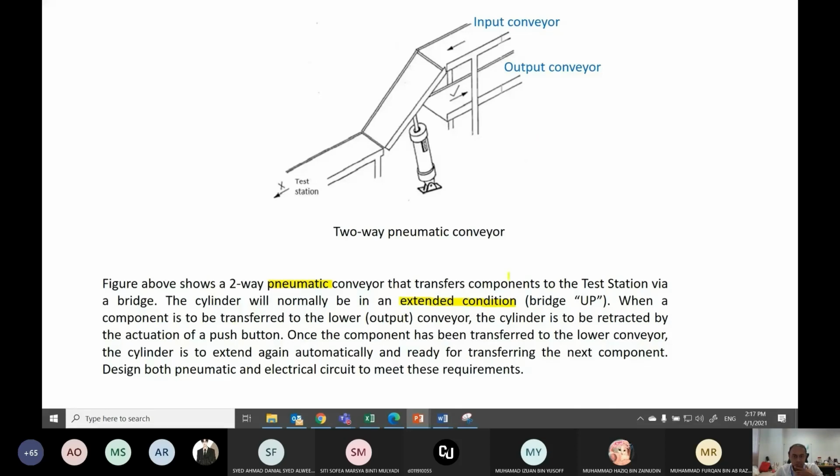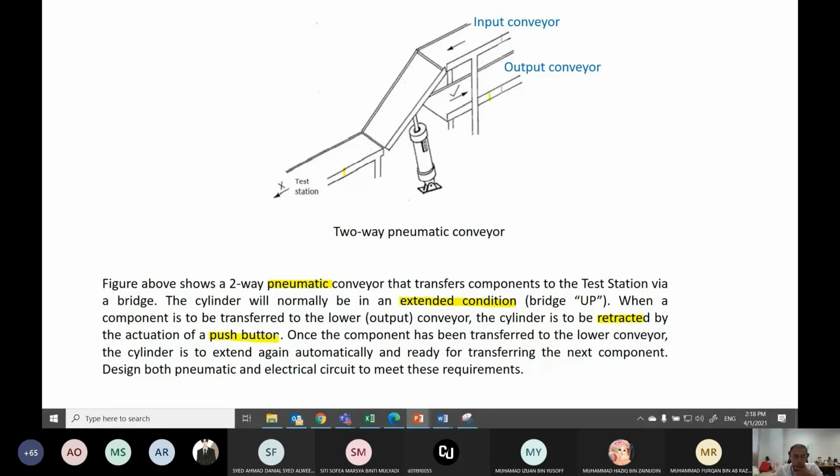It's mentioned here that when a component is to be transferred to the lower output conveyor, the cylinder is to be retracted. To connect the bridge from the test station to the output conveyor, of course you have to lower the bridge, so for it to go down the cylinder must retract. So the cylinder retracts by actuation of a push button.